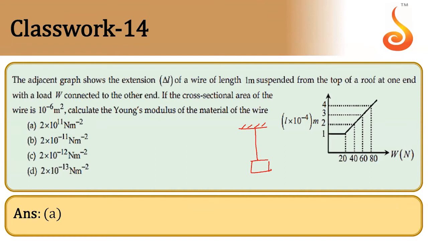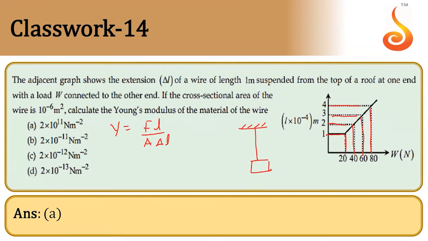When you apply a 20 Newton load, what is the elongation? 1 into 10 to the power of minus 4 meter. When you apply a 40 Newton load, it is 2 into 10 to the power of minus 4. So for each load, you know the elongation. Now what is the formula for Young's modulus? Young's modulus is equal to FL divided by A into delta L. Here F is the load only.